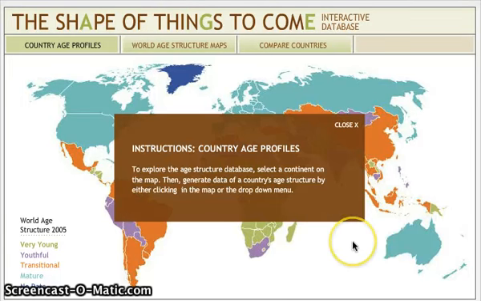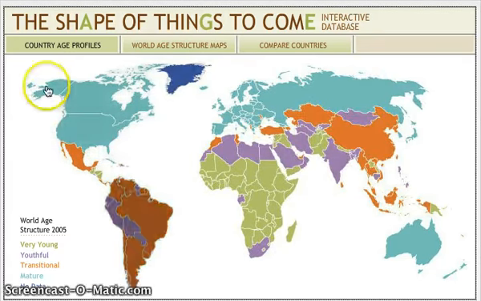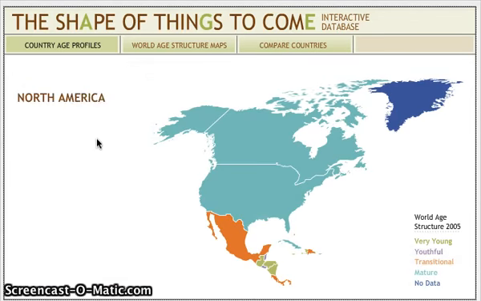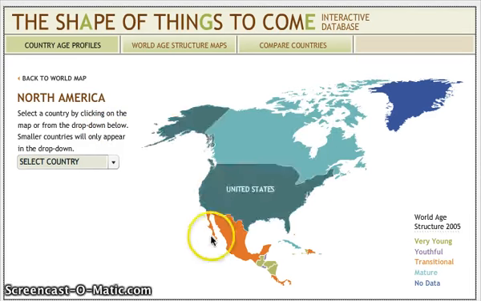Okay, I'm going to show you how I would demonstrate to students how to use the Shape of Things to Come interactive database. First, you can see we have a complete world map of all the countries in the world. I would start by just clicking on North America, and you can see that we have different countries here and they're color coded.